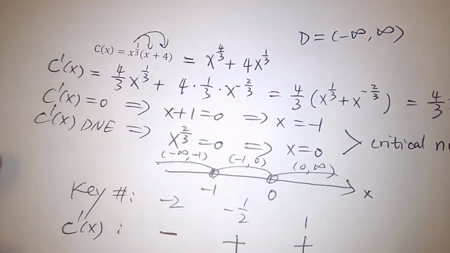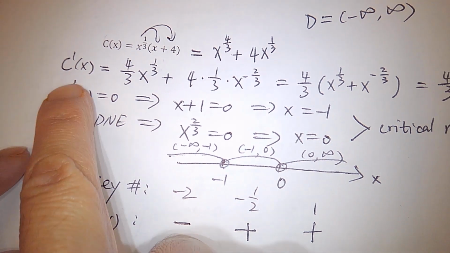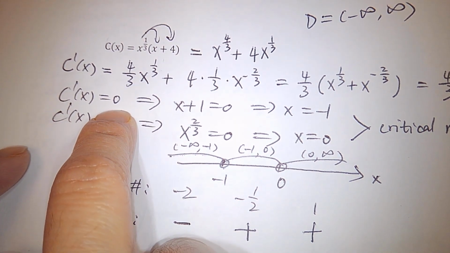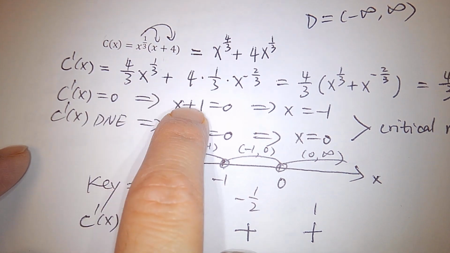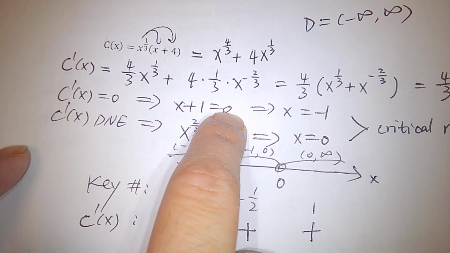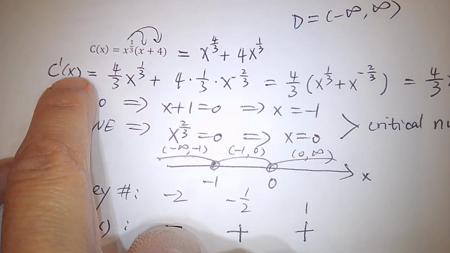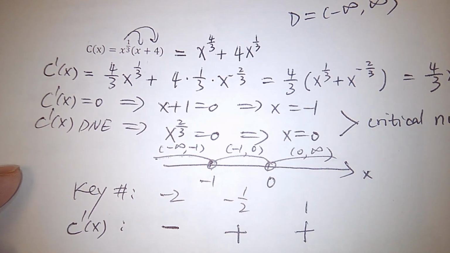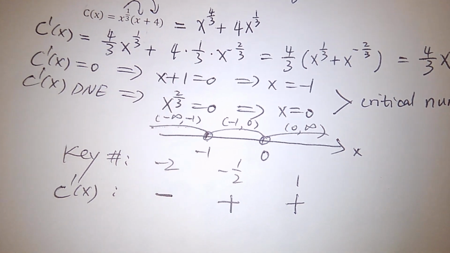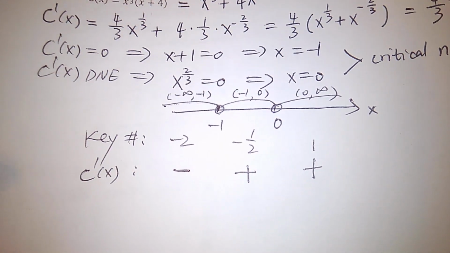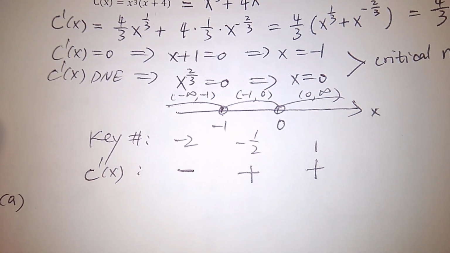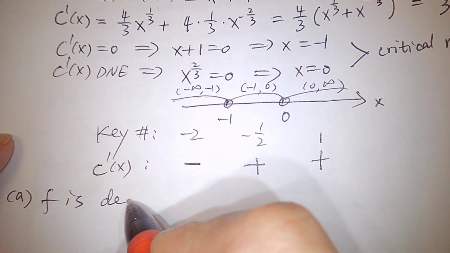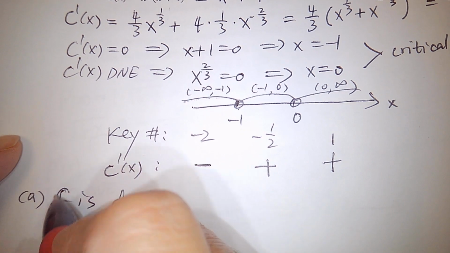Okay, so we're not just solving c prime of x equals 0. You can't get rid of the 4/3, because only x plus 1 equals 0 matters. That's what I thought. But c prime of x is this. Alright, so we have a conclusion that this is question A. F is what? Decreasing. Oh, C, sorry.